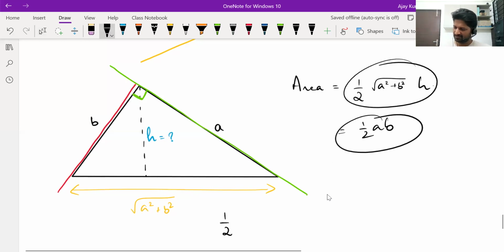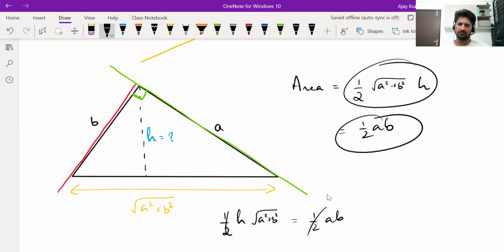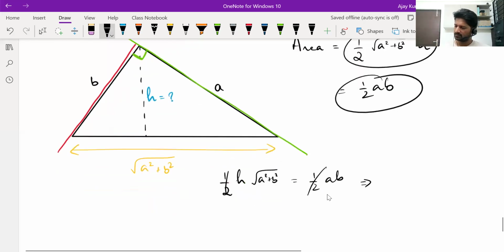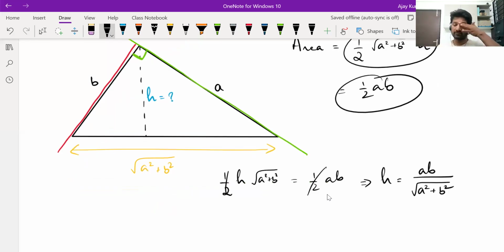So half h root a square plus b square is equal to half AB. Cancel half. H is AB by root of a square plus b square. So now we have a way to derive that height if you know the sides of the triangle. Is this clear to all of you? We are just writing the area of the triangle in two different ways. It doesn't matter which side you take as base. You just have to take height from that side. You'll always get the same area.